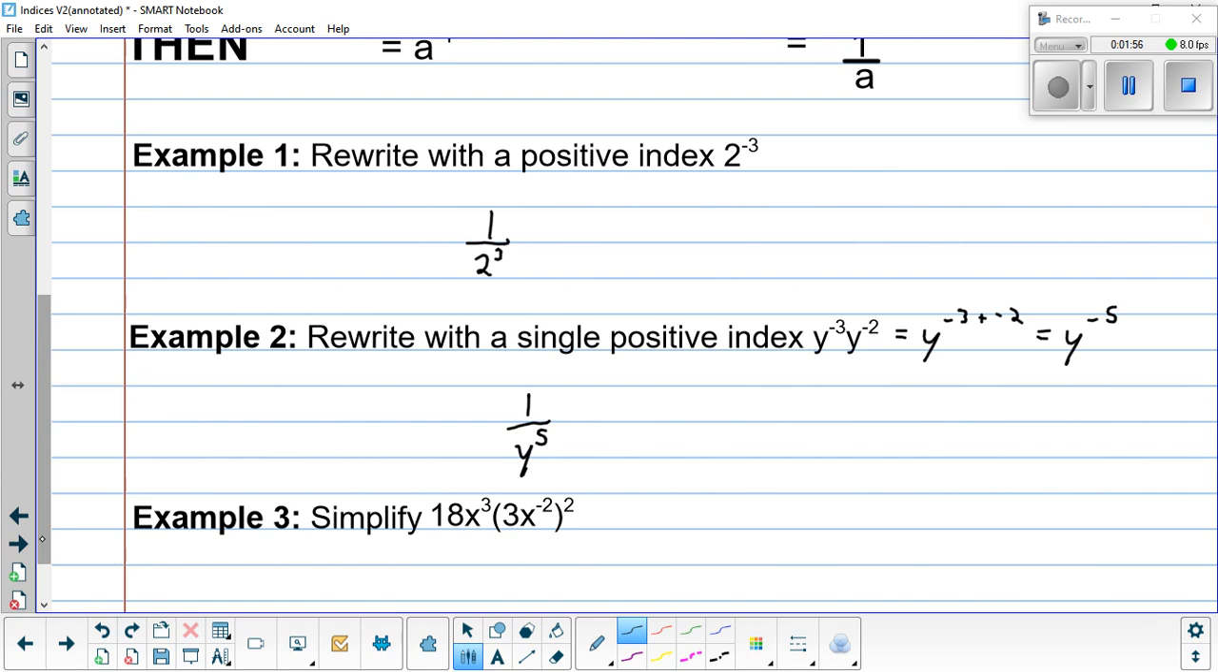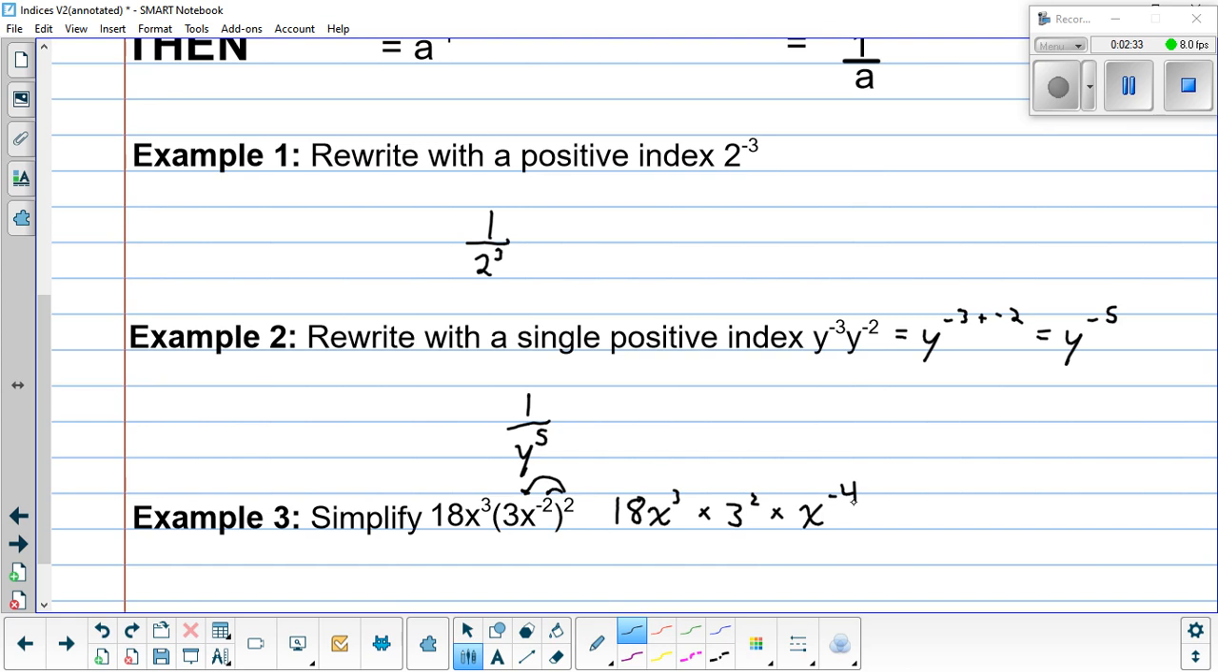Up till now, that's been a little bit boring. Where can we actually do some cool simplifying with this? Something a little more complex like this, a combination of power laws and negative indices. First, let's get rid of this index on the outside and bring the power law in, involving some prior knowledge. So we write 18x cubed, then times 3 squared, then times x to the minus 4.